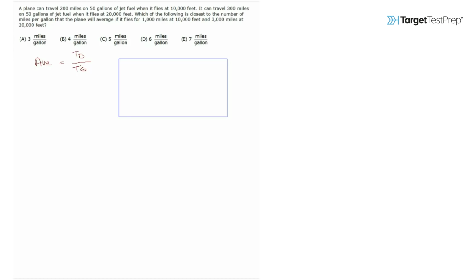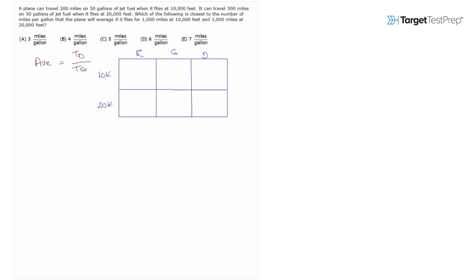So really what happens here when we set this up is we're making the same exact table, but we're just changing what we label it. Instead of rate, time, distance, it's rate, gallons, distance, and we're filling in. Now notice we have two categories. We have what happens at 10,000 or 10K feet, and then we have what happens at 20,000 or 20K feet. So we fill in, it's that simple.